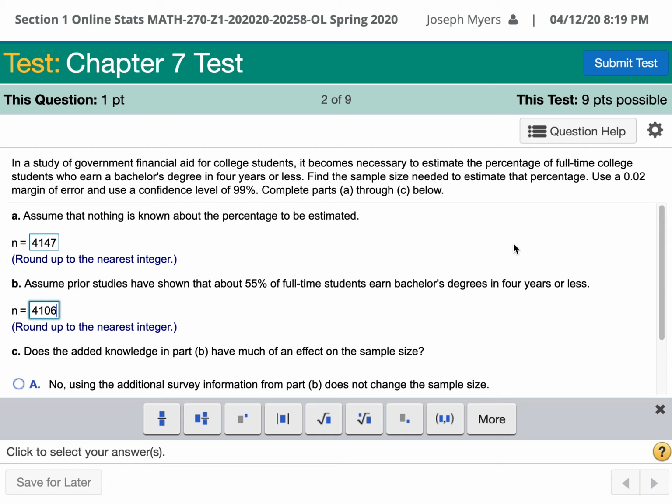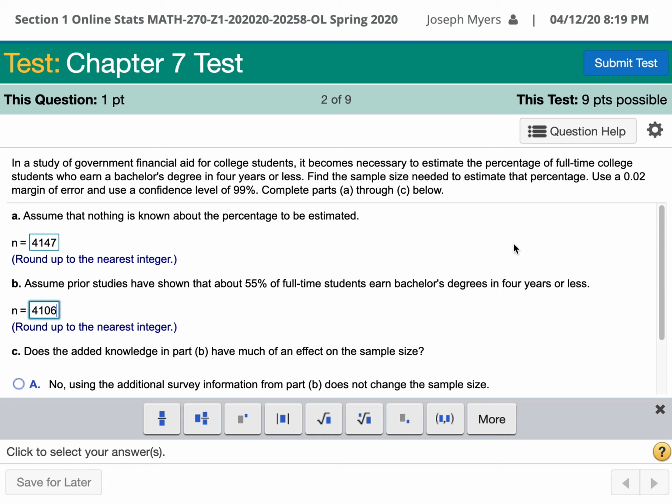Now if the prior studies had shown that the percentage of full-time students was a lot bigger than 50%, let's say 80%, or a lot smaller than 50%, let's say 20%, then it is likely that the sample size would have been a lot smaller. And in that case, the answer would have been yes, it does reduce the sample size a lot.